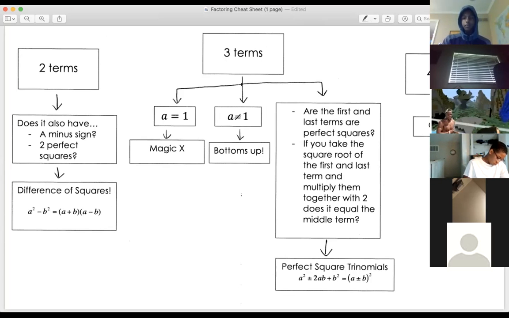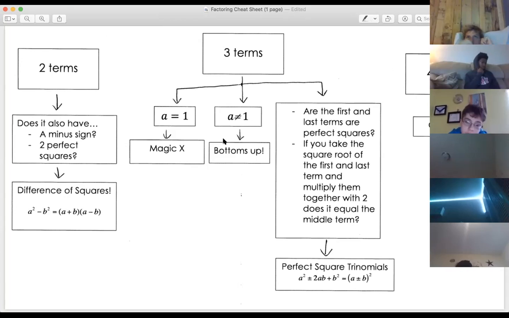Okay. All right. So today, hold up. I have a question. Yeah, what's up? When you use the method you taught us yesterday, where you find the A and C, and then you either plus or minus it depending on the B value, when do you use that? When there's 3 terms? Yeah, so if you look at the cheat sheet where it says perfect square trinomials, that's when you would use it. So it's when the first and last terms are perfect squares. And if you take the square root of both the first and last term and multiply it together and multiply it by 2, it'll equal the middle term. That's when you can use the shortcut. Okay. Any other questions?